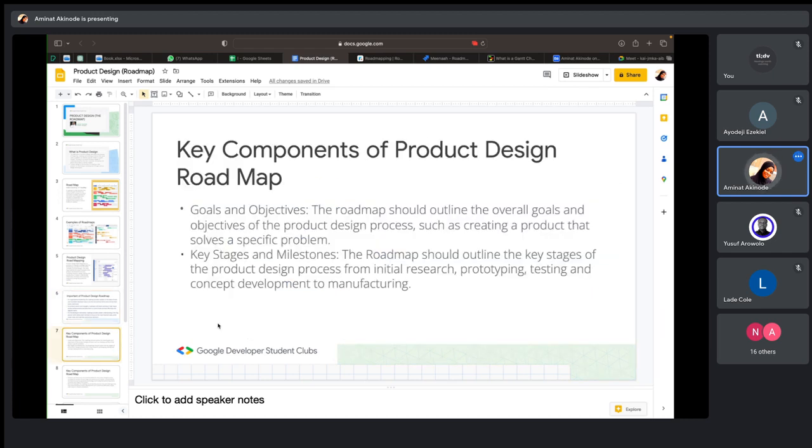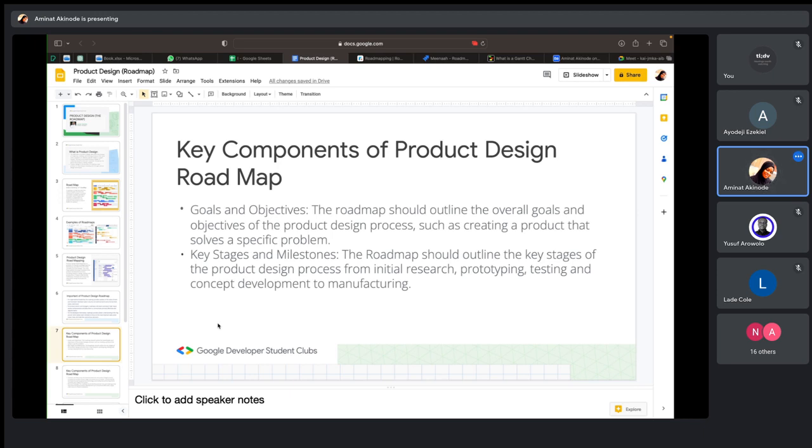Then I add key components of the product design roadmap. For every project, you have a goal and objective. Okay, why am I trying to design this particular project? What are the objectives of the project? What are the problem statements of the project that you're trying to design? So this roadmap is just a way to help you outline everything you need to undergo when you're designing.